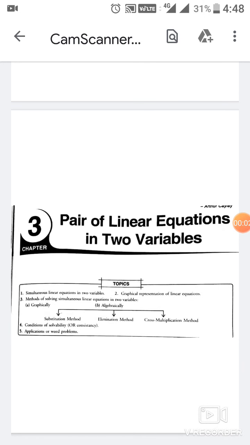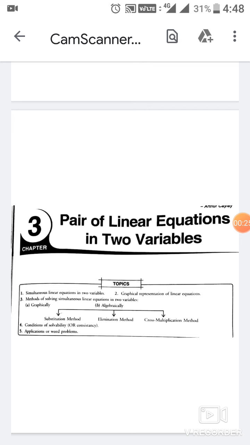Hello everyone. Today we are going to start with our lesson number 3, that is pairs of linear equations in two variables. It comes under the algebra portion, which carries 20 marks in the board exam. Out of 20 marks, this lesson carries at least 4 to 6 marks.